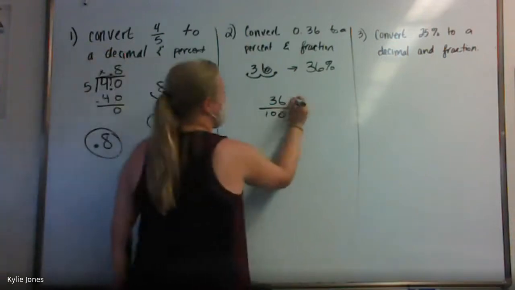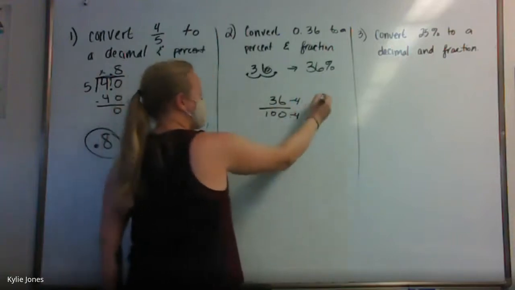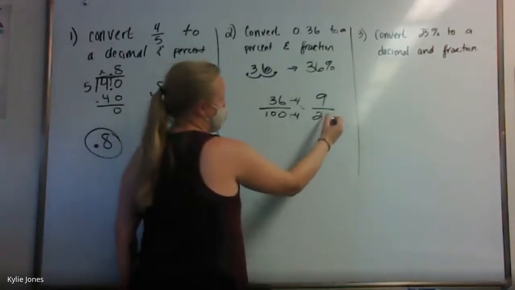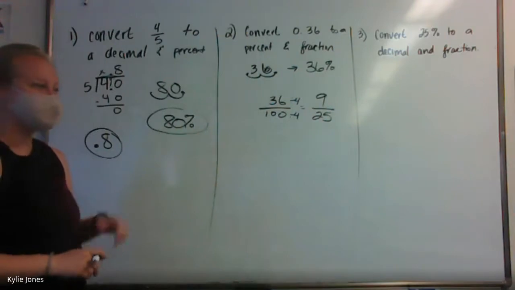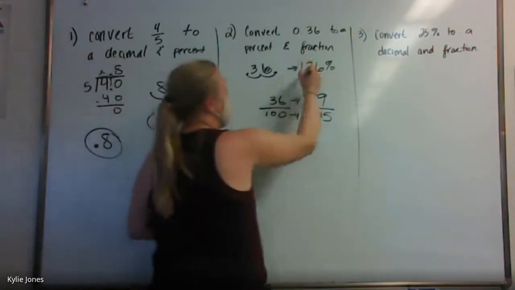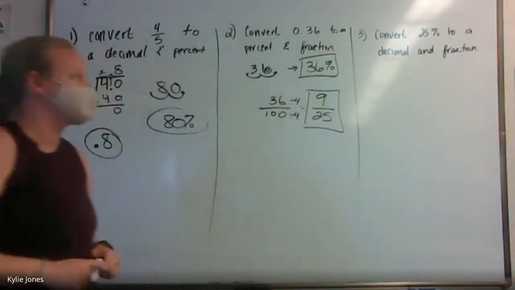Okay. Let's do 4. What is 36 divided by 4? 9. And what is 100 divided by 4? 25. Can I simplify 9/25 any farther? Nope, that's as far as it goes down. So our percentage is 36% and our fraction is 9/25.